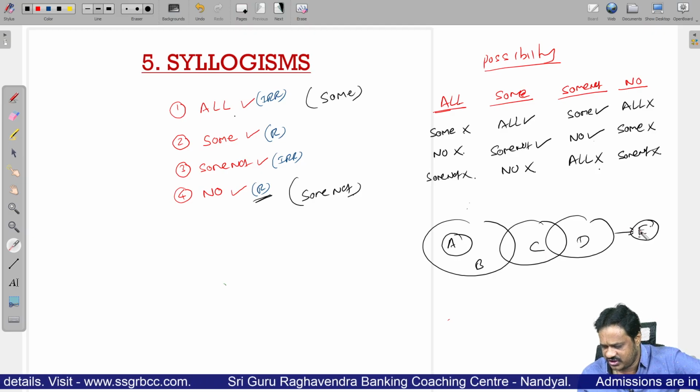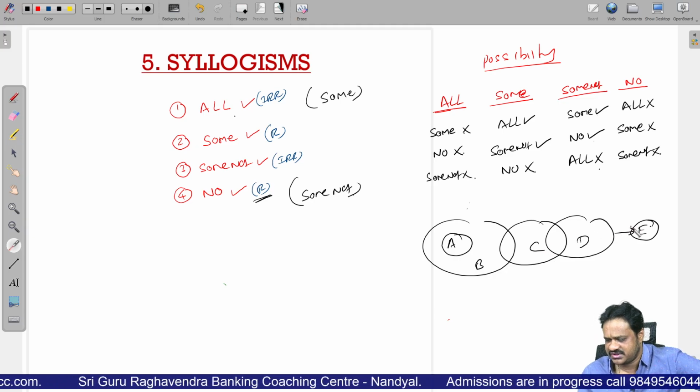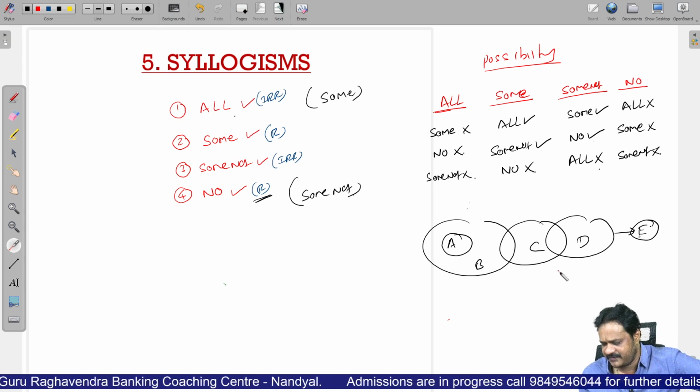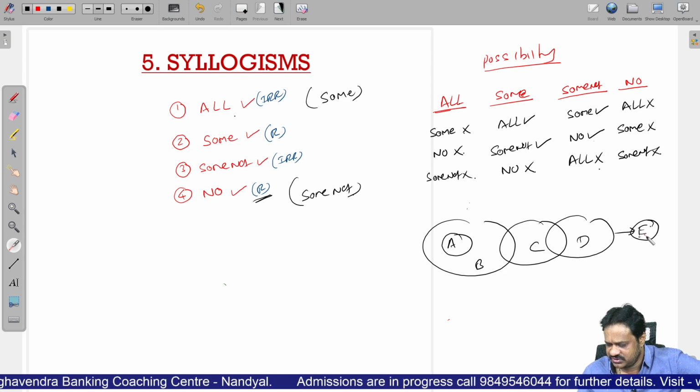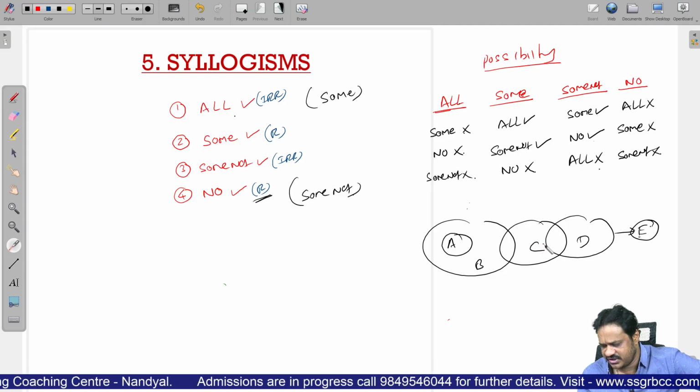Will it follow or does not follow? What is the relation between C and E? Some not. The relation between C and E is some not. If some not is there, "all is a possibility" does not follow. For example, E and C. Is there any relation between E and C? No relation. Therefore, any possibility definitely follows.